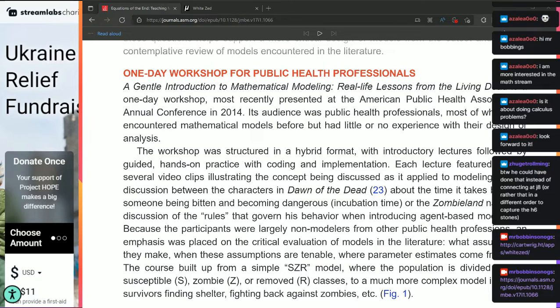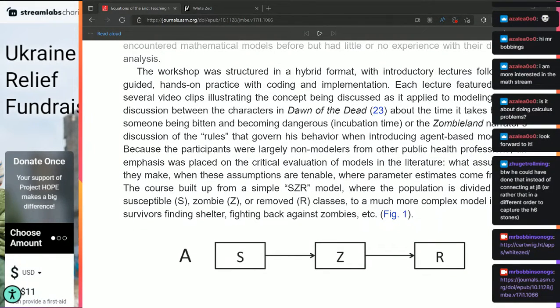So, a gentle introduction to mathematical modeling. This is their one-day workshop, by the way. Real-life lessons from the living dead in a one-day workshop, most recently presented at the American Public Health Association's annual conference in 2014. Its audience was public health professionals, most of whom have encountered mathematical models before but had little or no experience with their design or analysis. The workshop was structured in a hybrid format, with introductory lectures followed by a guided, hands on practice with coding and implementation. Each lecture featured one or several video clips illustrating the concepts being discussed as it applies to models.